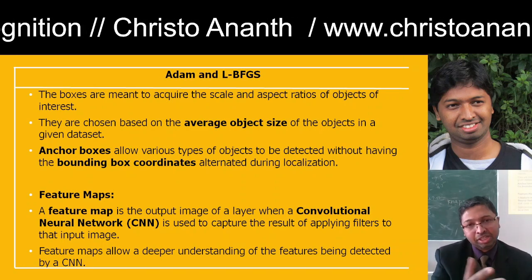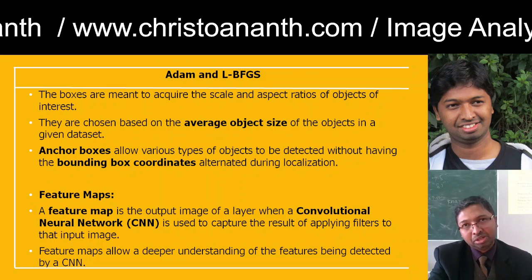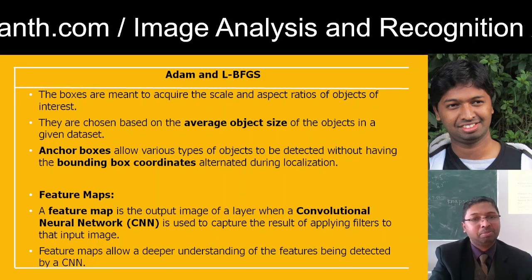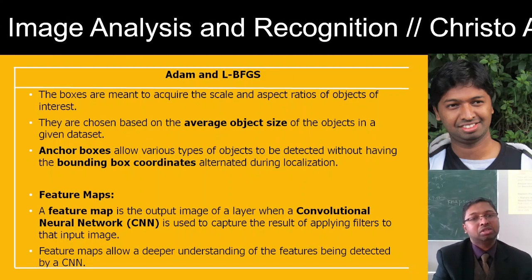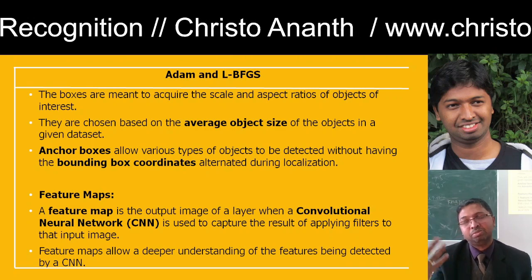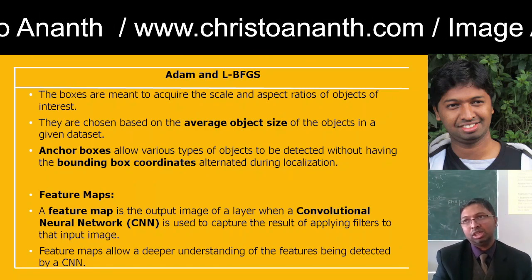And you can also have feature maps, which are the output image of the layer, where you can use a convolutional neural network to capture the result of applying the filters to that image. So using feature maps, you can have a better understanding of the features that are being detected and extracted using a convolutional neural network.